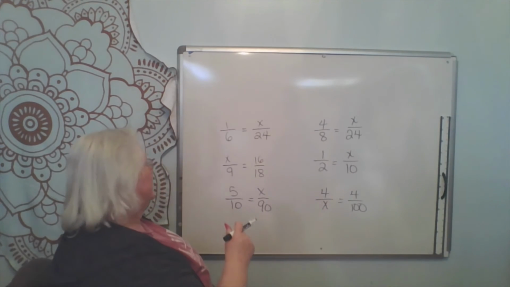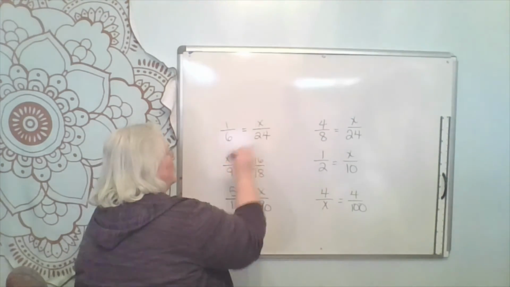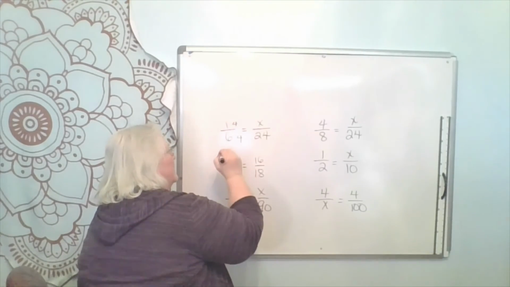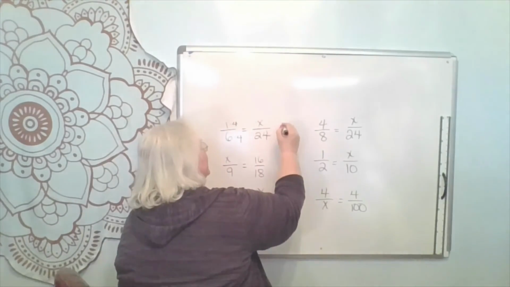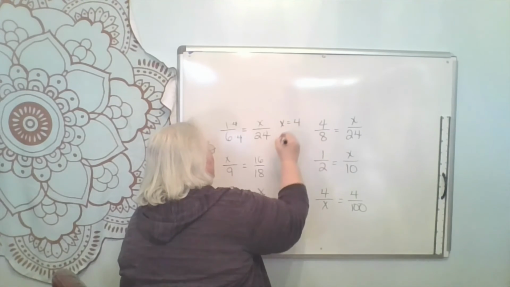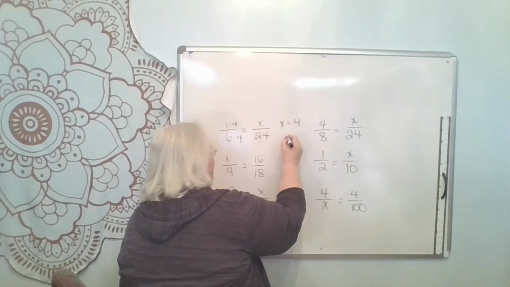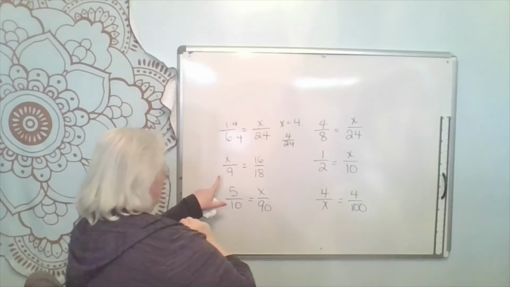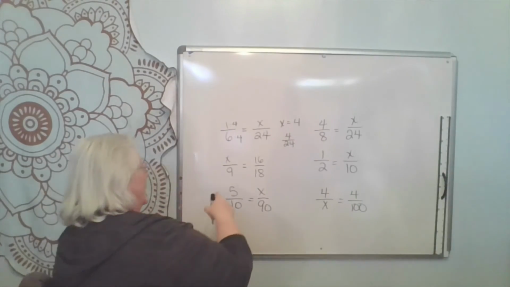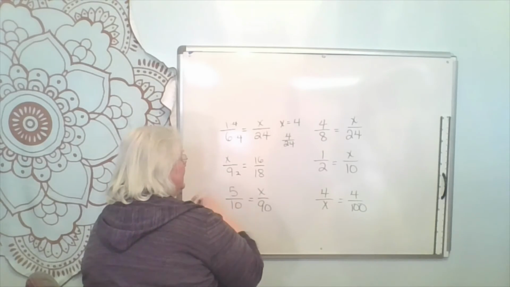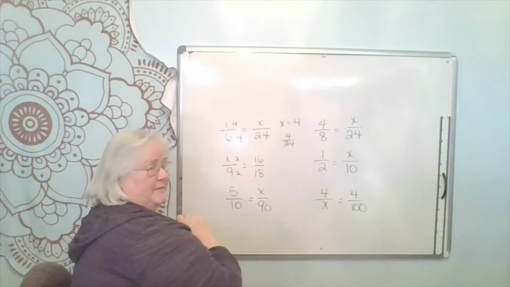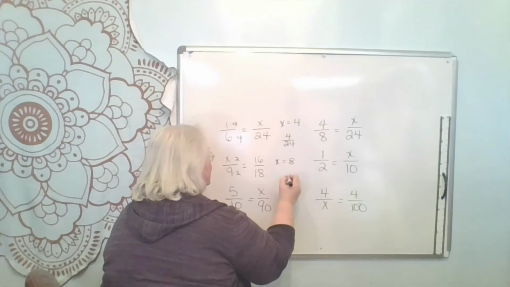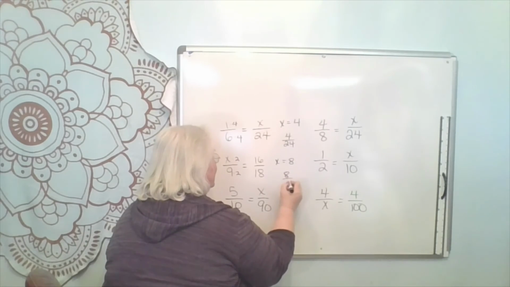Okay, let's check your answers. 6 times what gives us 24, so we know that's 4. So we're going to say 4 here. So x here is equal 4. So our equivalent fraction is going to be 4 over 24. On this one, you could say 9 times 2 equals 18. So what times 2 gives me 16? So we know that that's going to be 8. So x is equal 8. So our equivalent fraction is 8/9.